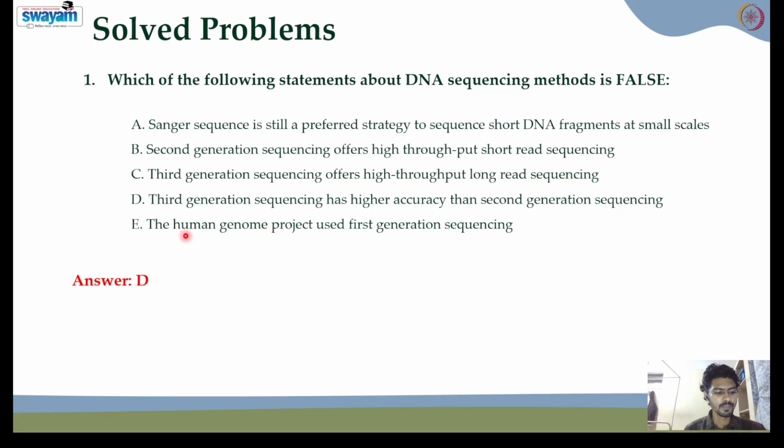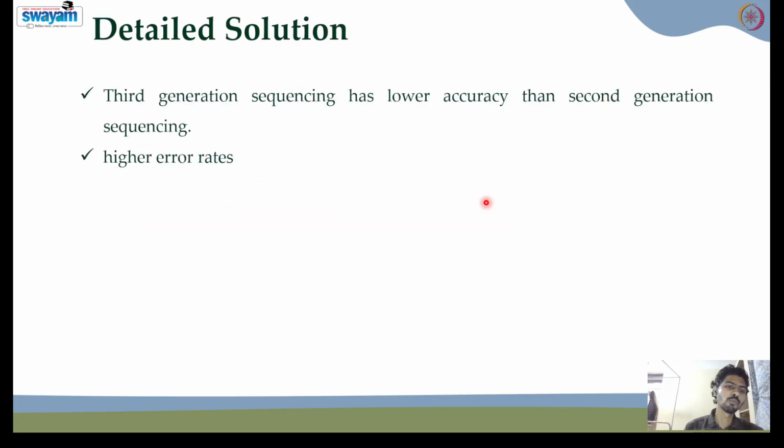And option E, the first Human Genome Project was solved using Sanger sequencing. If you have gone through the lectures on the evolution of next generation sequencing, Sanger sequencing comes under first generation sequencing. That's why option E is true. So among these statements, option D, third generation sequencing has higher accuracy, is the false statement because it has lower accuracy. So you both told the correct answer. Now we will move on to the next question.